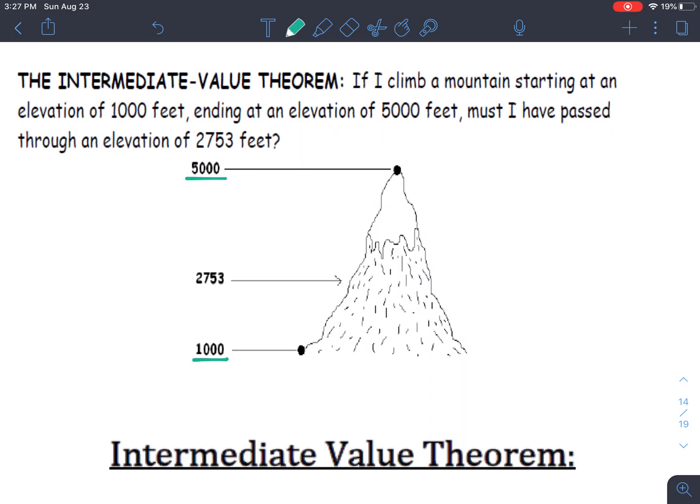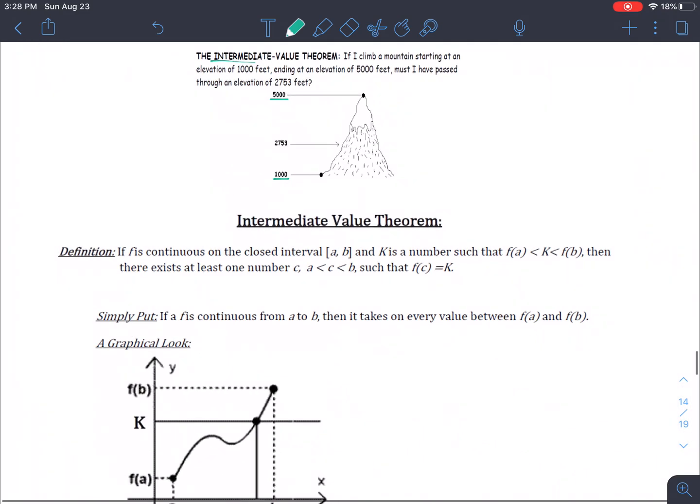I mean, yes, right? Because if I climb up this mountain, it's not like I skipped over it and flew up here. There was some point when I hit 2,753. I don't know what time it was, but at some point. And then I went to the top of that mountain. So the intermediate value theorem is kind of like what it sounds. Intermediate meaning between. We're looking for a way to prove that some value in between two function values, or y values, exists.